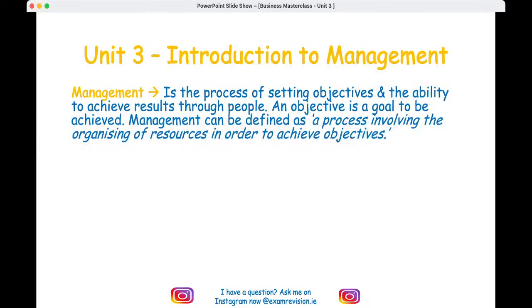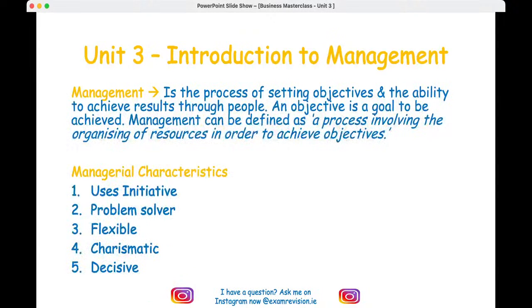Okay, so management. The process of setting objectives and the ability to achieve results through people. An objective is a goal to be achieved. Management can be defined as a process involving an organization of resources in order to achieve objectives. So this is what a definition of management is. It's a process of setting targets, setting objectives, and then the ability to achieve these through the use and delegation of people.